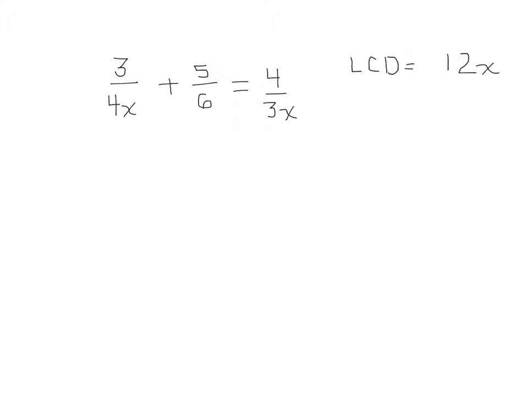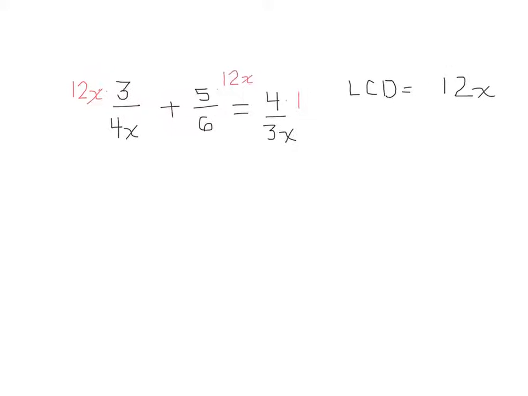So our least common denominator would be 12x. What we're going to do is multiply every term in our equation by 12x. What that allows us to do is some canceling of denominators. 12x divided by 4x is 3. 12x divided by 6 is 2x. And 12x divided by 3x is 4.